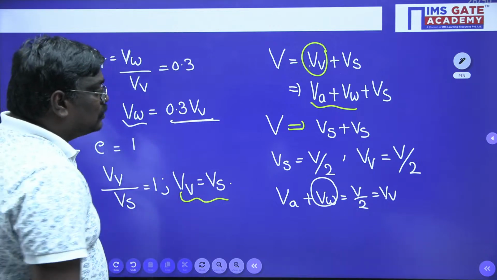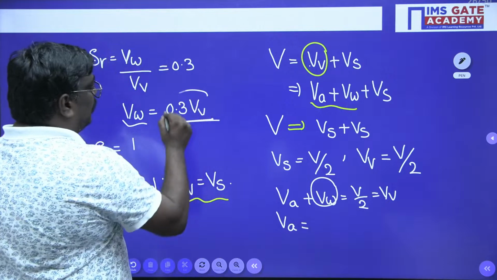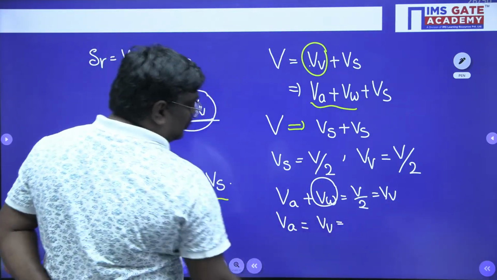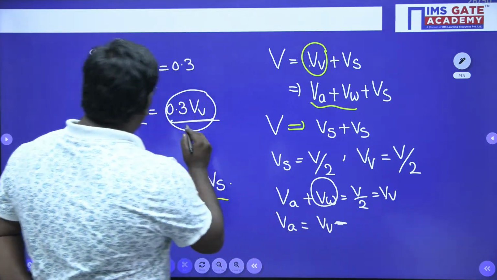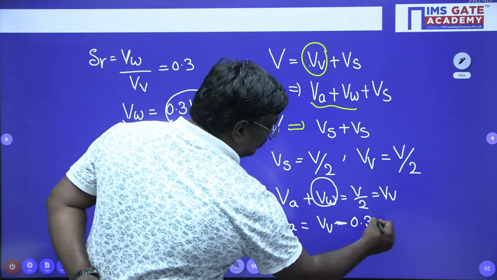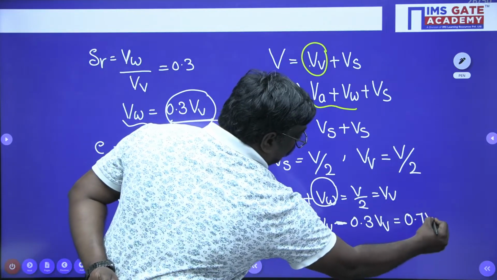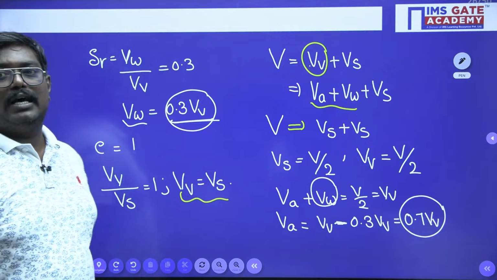0.33. So volume of air will be equal to how much, sir? If it is 0.33, volume of voids will be equal to how much, sir? Volume of voids minus volume of water is how much? 0.33 VV. So volume of air will be equal to 0.77 VV. Yes or no, my dear students?